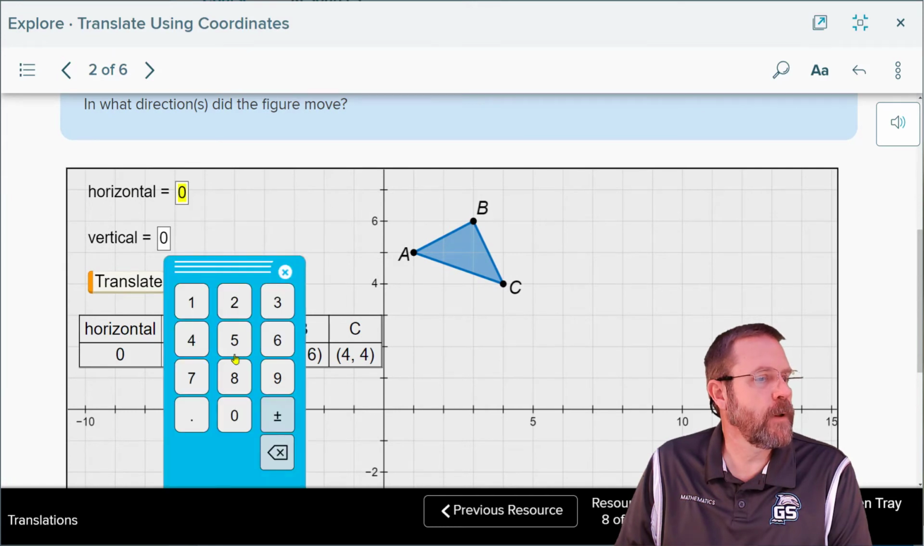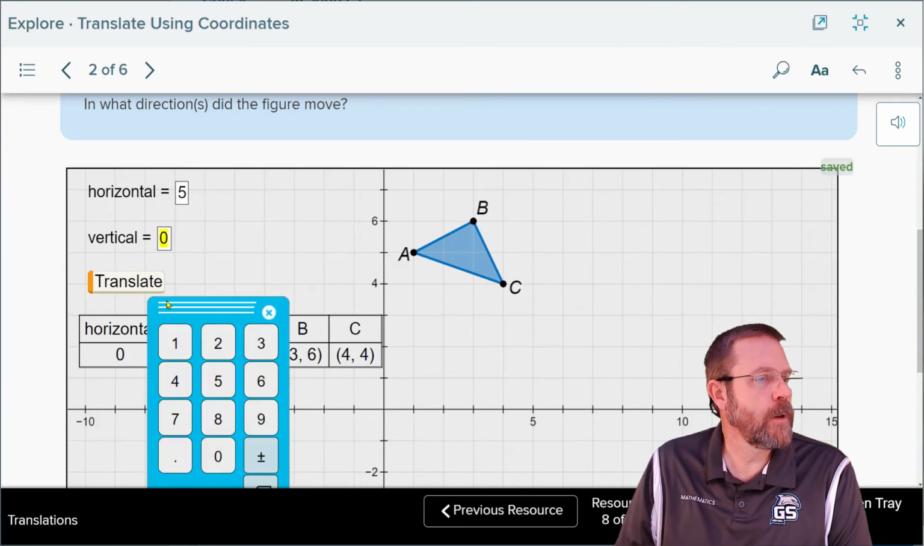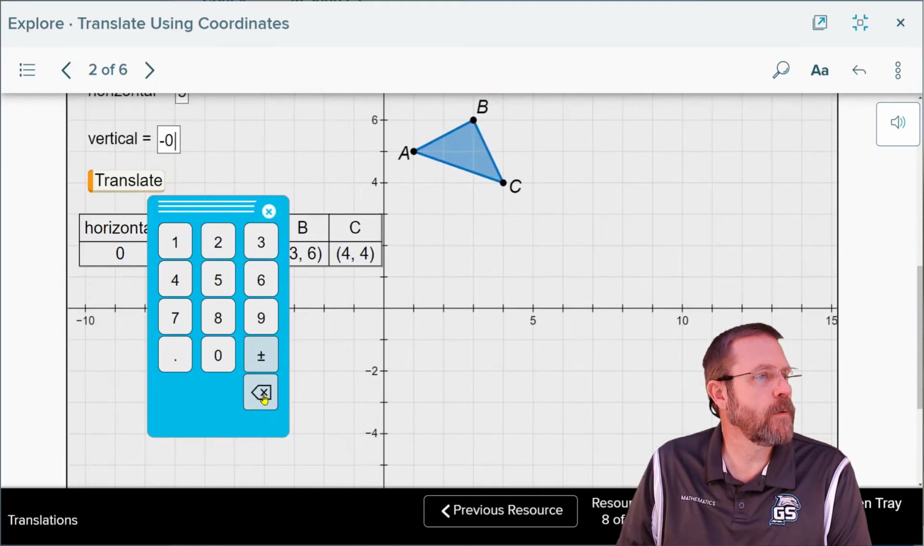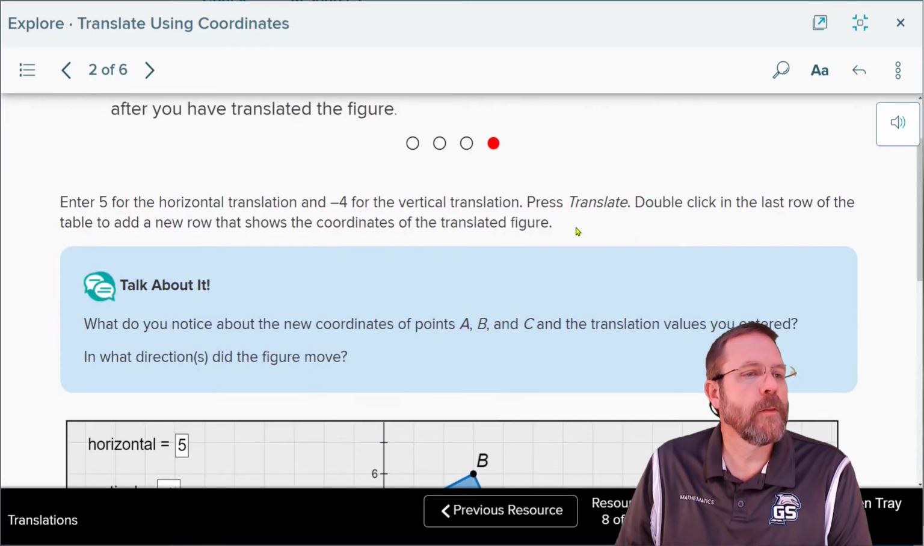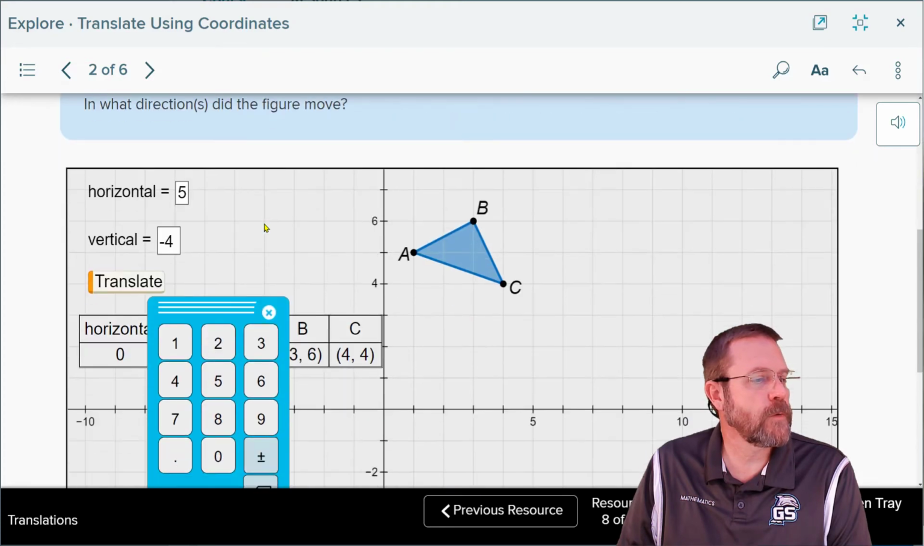So we're going to enter a 5 right here. We're going to enter a -4 right here. Whoops, that shouldn't be a 0, but I don't think that's going to matter. Let's try that again. A -4 right there. And this says press the translate button, double click on the last row of the table to add the new row that shows the coordinates of the translated figure.